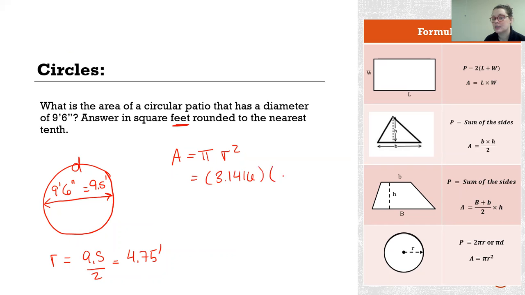3.1416 times 4.75 feet squared. You'll notice the area is in squared units. It's the one that uses the squared radius. Little memory trick for days when you don't have your formula chart. Multiplying those two together, you get 70.88 square feet, or 70.9 square feet.